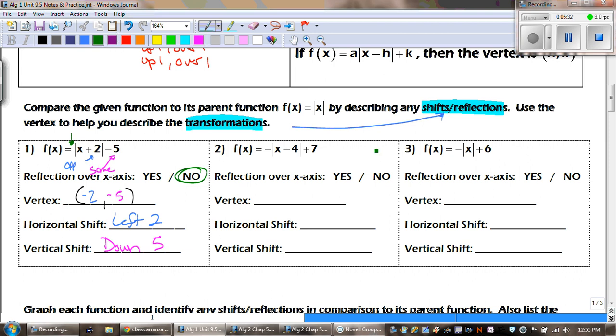So, is there a reflection? Yes or no? We're looking up front. Yes. Our vertex is going to be 4 and 7. Remember this is where we get the 4 from, +4 tells me that we need to go right 4, and that +7 tells us that we need to go up 7. Okay, number 3. Why don't you try it on your own? Pause the video, and good luck.